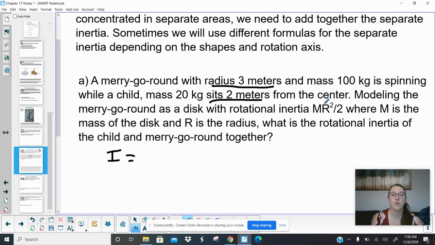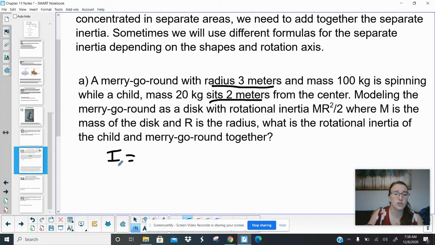Now notice they don't tell us a formula for the child. We can assume then that the child has a normal rotational inertia, like one ball of concentrated mass. That's what we're going to say it is. So what's our normal when they don't tell us the rotational inertia formula? It's mr squared. So just mr squared by itself is like one ball of concentrated mass. Here we have a disk though, where the mass is kind of flattened out, so they have a special formula for that.